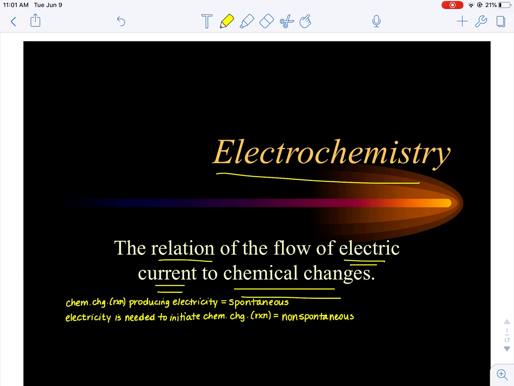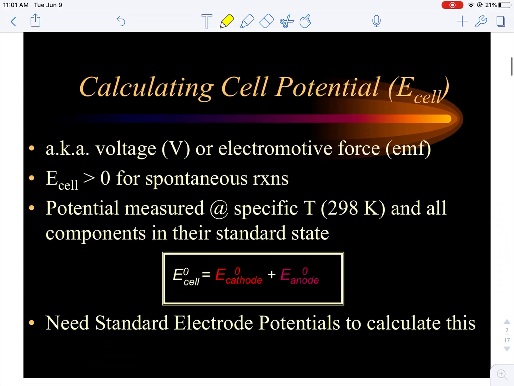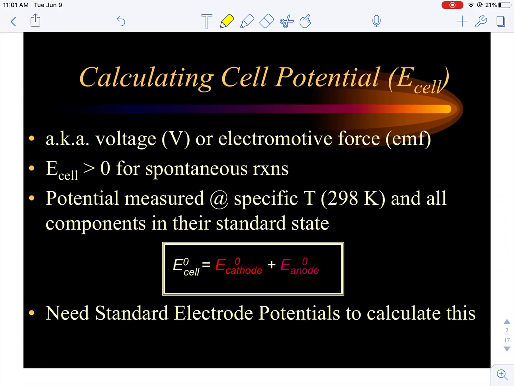But before we get to the details of the cells, we need to elaborate a little bit more on how we know whether or not the reactions will be spontaneous or not. And that comes about by calculating cell potential. Calculating cell potential, which is symbolized E cell.